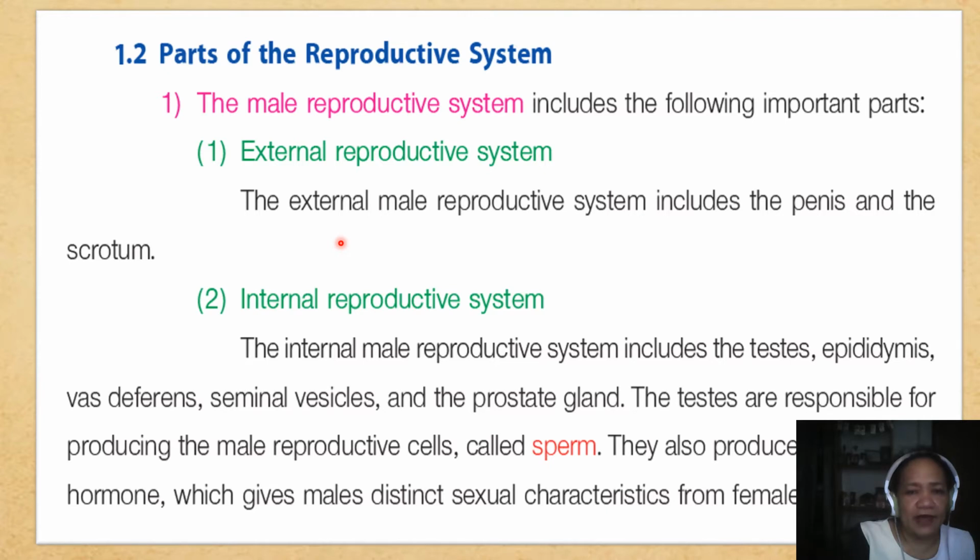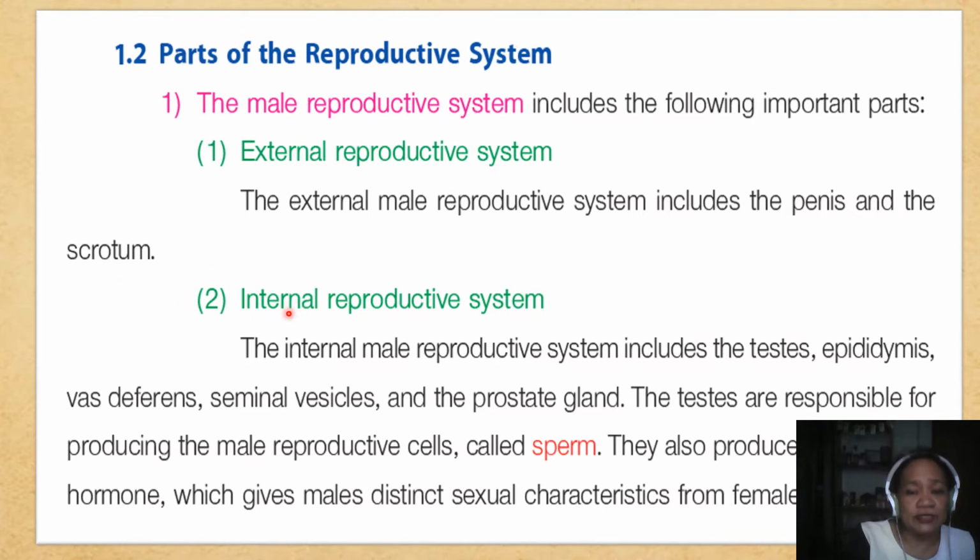External reproductive system. External means outside the body. And this includes the penis and the scrotum. We talk about the male, okay? So the external male reproductive system includes the penis and the scrotum.